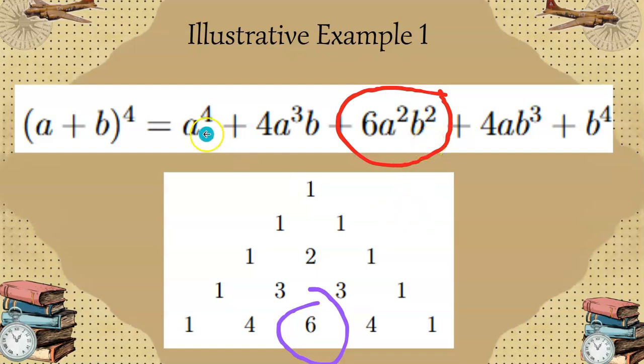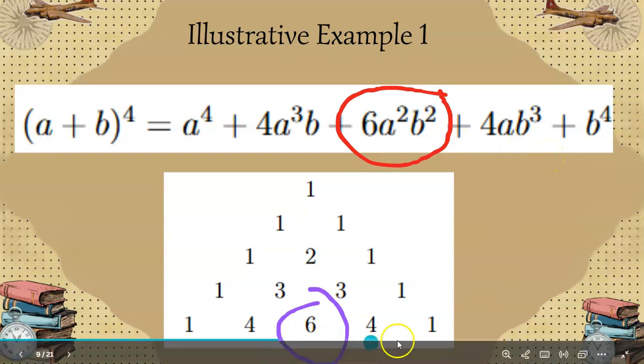The coefficients 1, 4, 6, 4, 1 correspond to the fourth row of Pascal's triangle, and the third number in that row is 6.